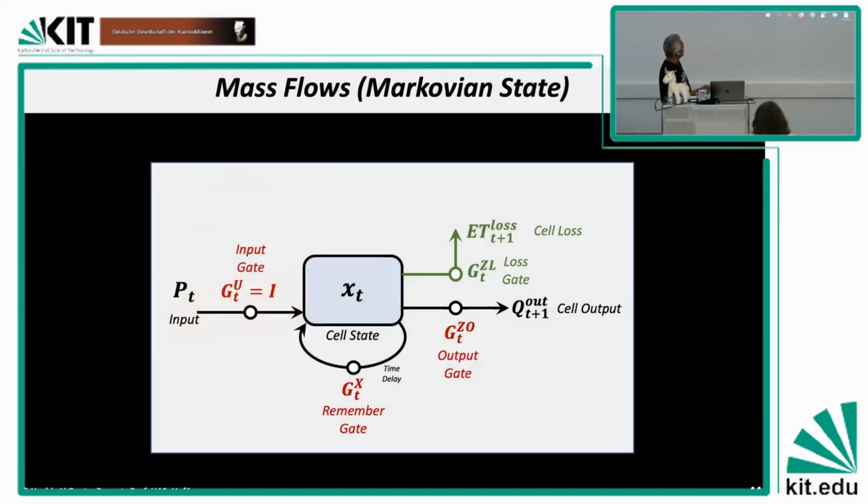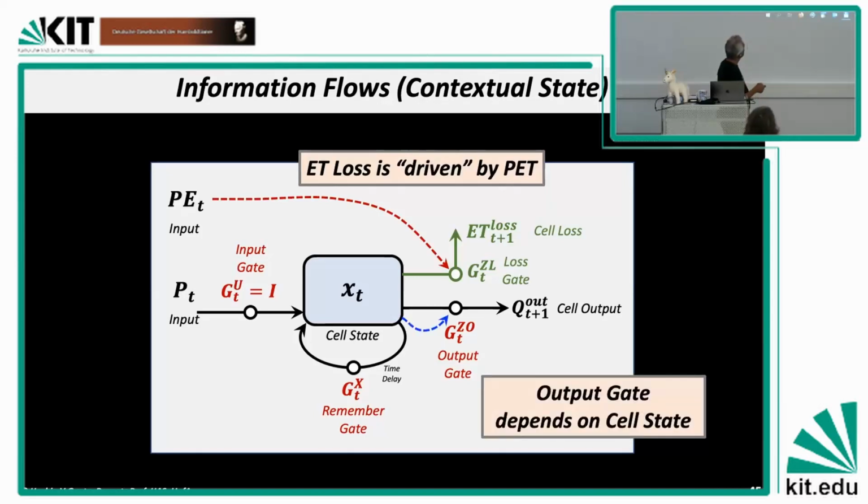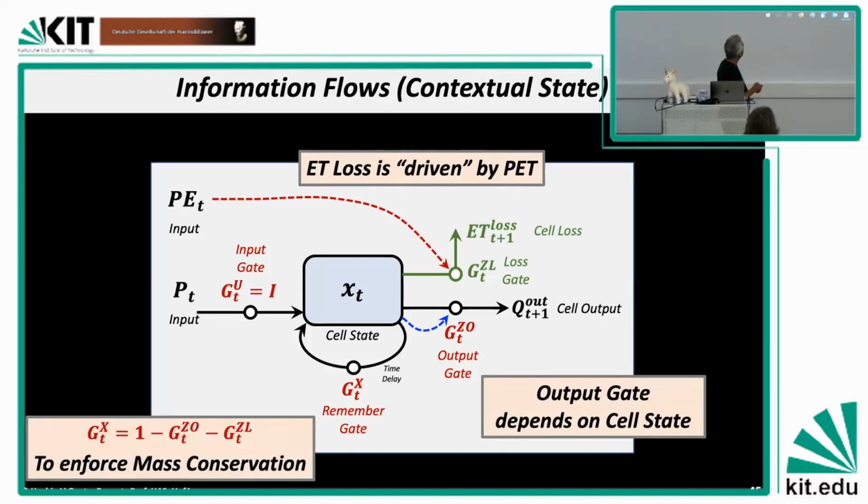So this is our node, and instead of building a very complex LSTM system with 256 nodes or something, I'm just going to see what's the performance of a single node, okay? I'm going to drive my ET loss with potential evaporation. That's my energy, which is an information flow. Remember, this is mass flow. I'm going to drive my output gate, just depends on the cell state, and I'm going to enforce mass conservation.